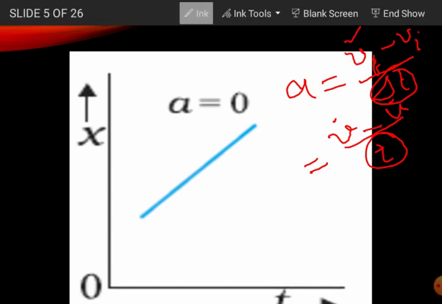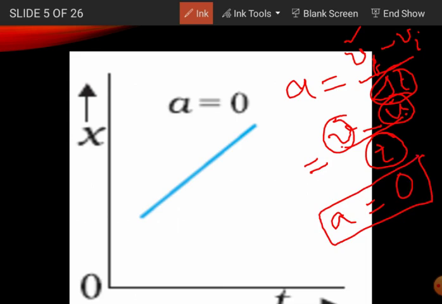Now in the last case, when your acceleration is equal to 0, it means your final velocity and initial velocity are the same. If these two are the same, then your a will be equal to 0 by t, so it will be equal to 0. So acceleration a equal to 0 implies that your final velocity is always equal to the initial velocity. That means the body is moving with uniform speed, with uniform motion, you can say. The speed of the body never changes. If the speed of the body is not changing, we say that acceleration is equal to 0. For such motion, where acceleration is equal to 0, or uniform motion, the distance time graph will be a straight line like this. Got it? Yes.